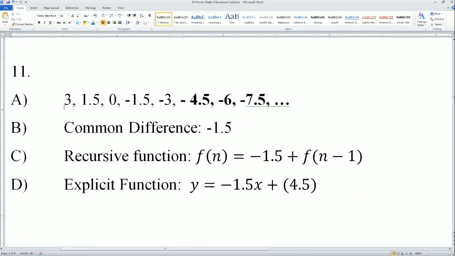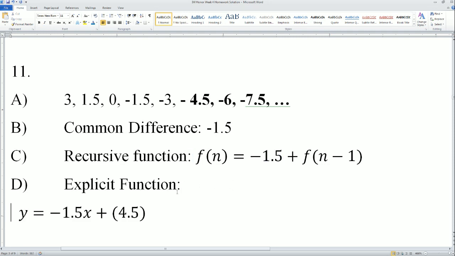Okay, that was 10. 11. Again, the common difference here is negative 1.5. You're going to plug it into the recursive equation. This is the difference, which was d, plus f of n minus 1. Next, the implicit form looks like that. That is y equals mx plus b.